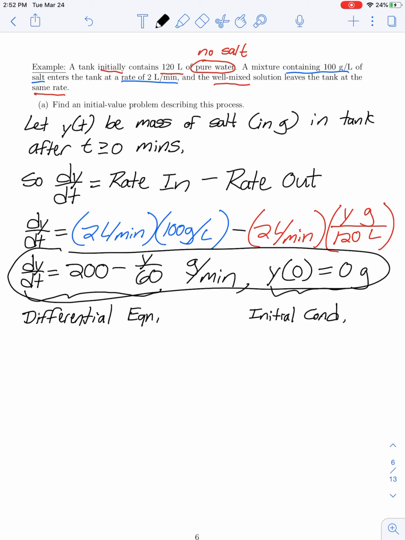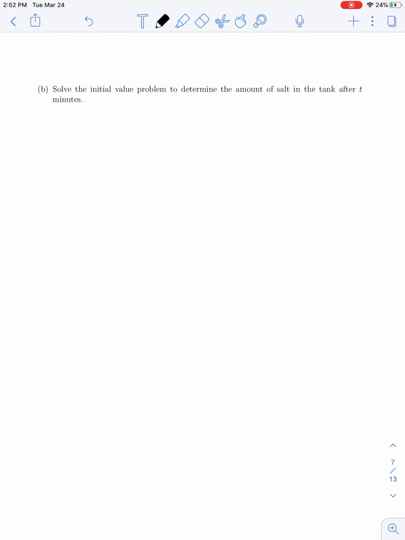And so these two things together, my differential equation and my initial condition, form my initial value problem. Now, once we have this initial value problem describing the rate of change of salt in our tank, we can try to solve this equation. So in the next part of our problem, we are asked to solve the initial value problem that we found in part A to determine the amount of salt in the tank after t minutes.